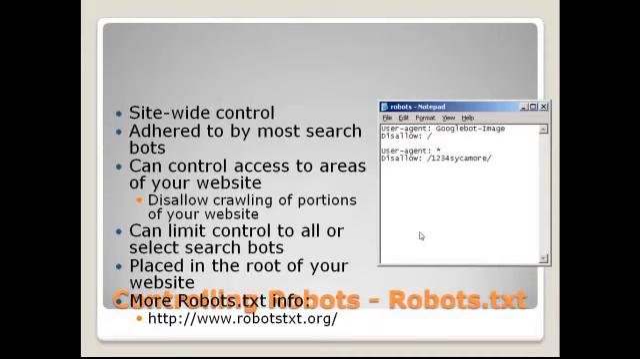Now, the robots.txt file gives you site-wide control. It's followed by most of the search engine bots, and you can control access to areas of your website that you don't want them crawling. You can limit controls to all or selected bots. You can tell Googlebot, don't visit this page, but another bot that you might have or want, you can allow it, and this comes into play in a variety of different areas.